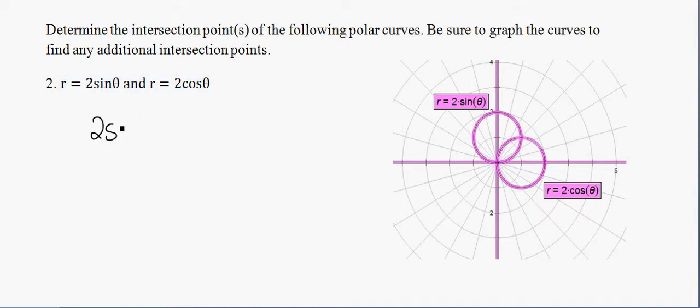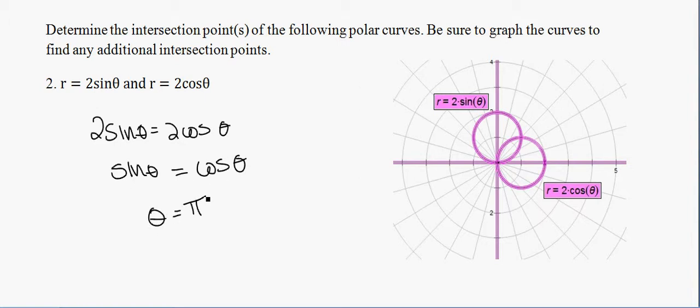So I get 2 sine theta is equal to 2 cosine theta, and divide both sides by 2. I just get sine equals cosine. The shortcut here is, when is sine equal to cosine? That's pretty straightforward: at pi over 4 and 5 pi over 4. So now I take pi over 4 and plug it into either one of these two functions. I'm going to plug it into sine; it doesn't really matter.